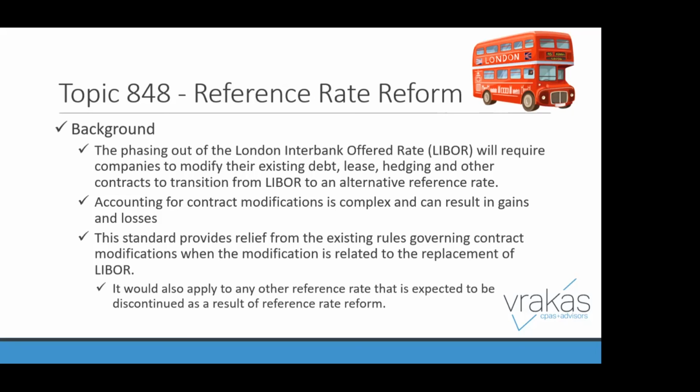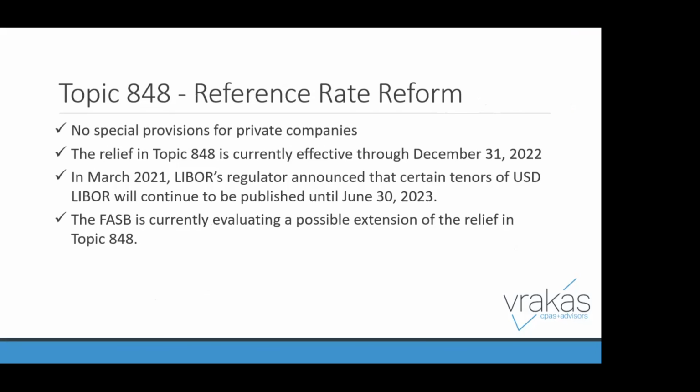So essentially what this standard does is provide relief from the existing accounting rules on contract modifications, so that if the only reason you're renewing or restructuring your debt agreement is because you need to change the reference rate within your agreement, you don't have to go through the hassle of doing accounting for that as a contract modification. So it is intended to make accounting easier. Again, there are no special provisions at this time for private companies.